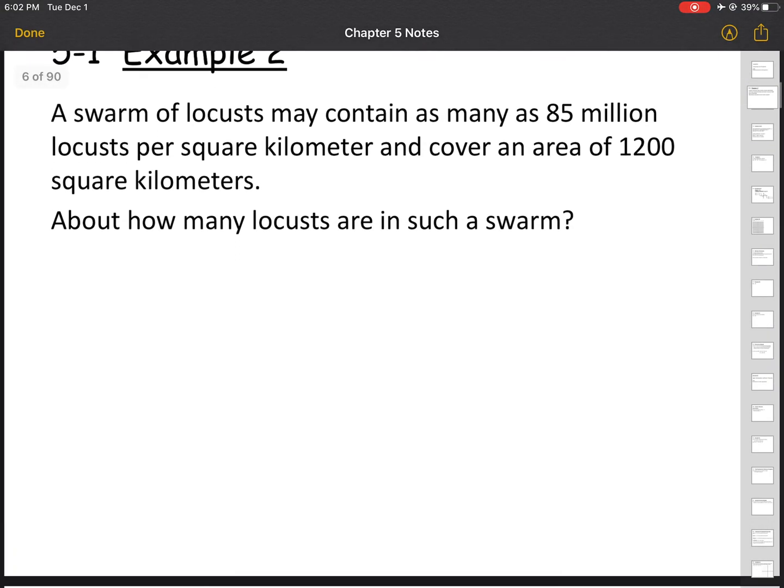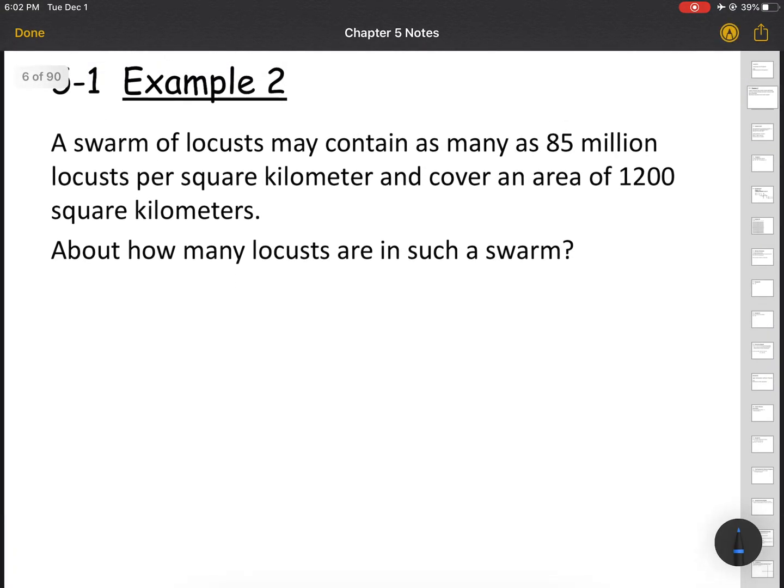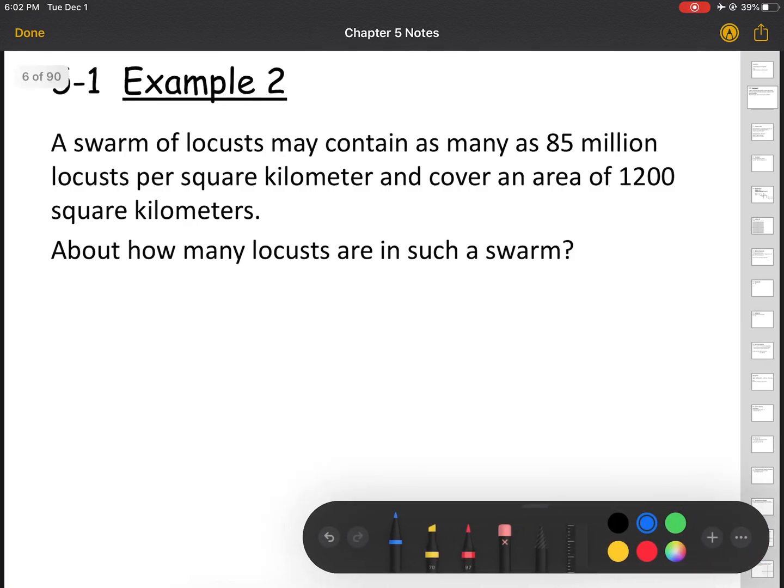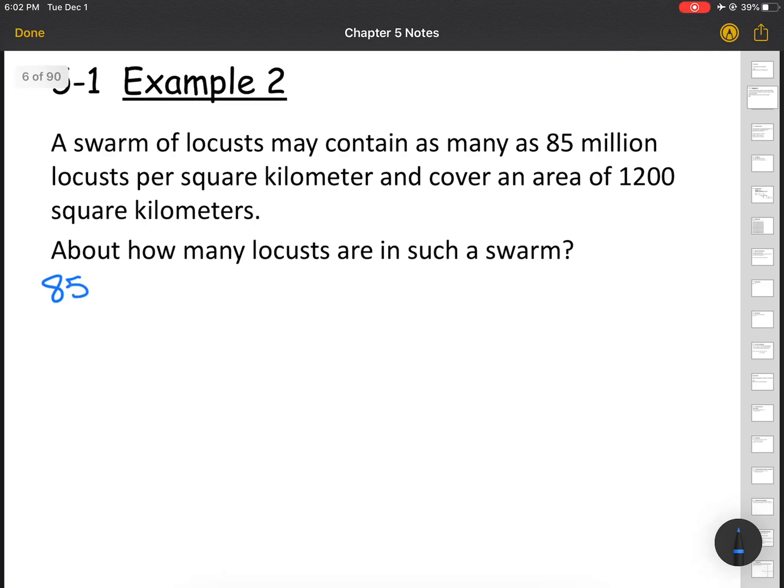Okay, so to help practice with scientific notation, this word problem says a swarm of locusts may contain as many as 85 million locusts per square kilometer and cover an area of 1,200 square kilometers. About how many locusts are in such a swarm? So first what we want to do is probably put 85 million into scientific notation. Okay, so 85 million, if we write that out, that has 6 zeros in it.